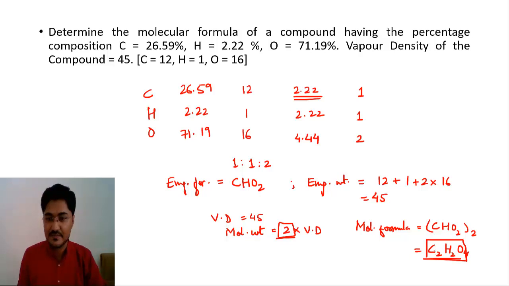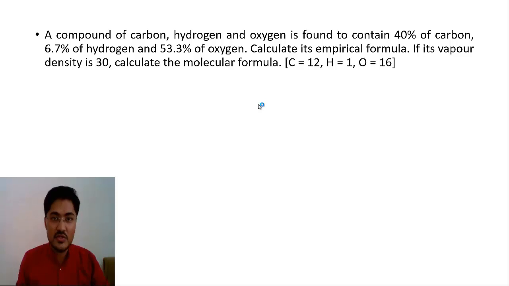I hope guys that you have understood this question. Now let's see one more numerical. A compound of carbon, hydrogen and oxygen is found to contain 40% of carbon, 6.7% of hydrogen and 53.3% of oxygen. Calculate its empirical formula, and if its vapor pressure is 30, calculate the molecular formula.